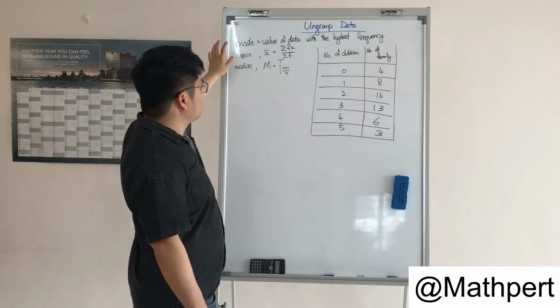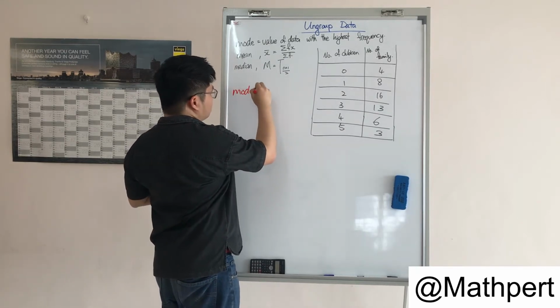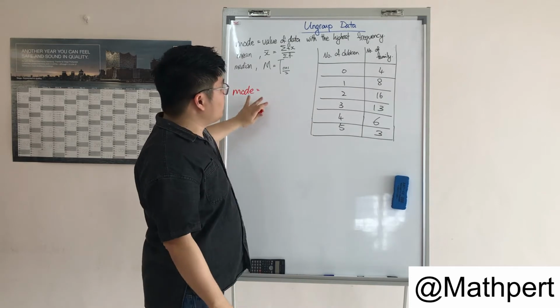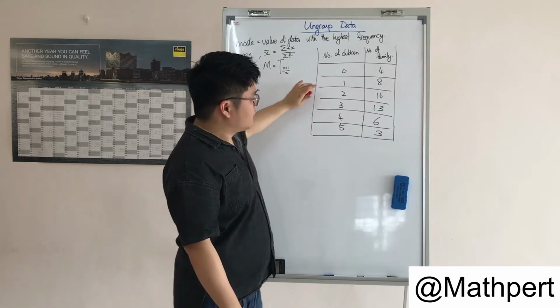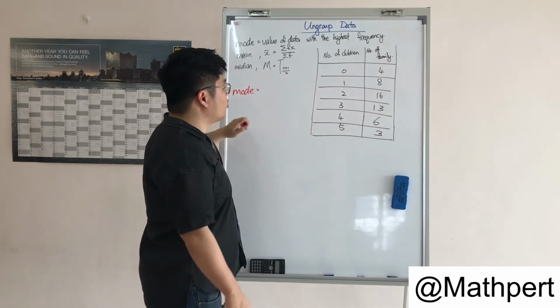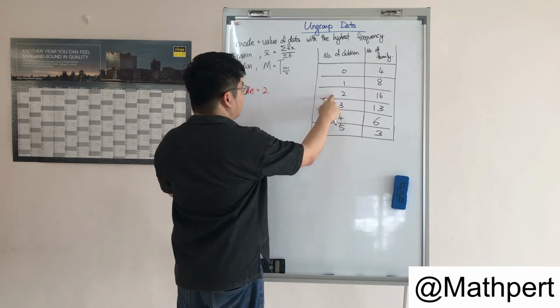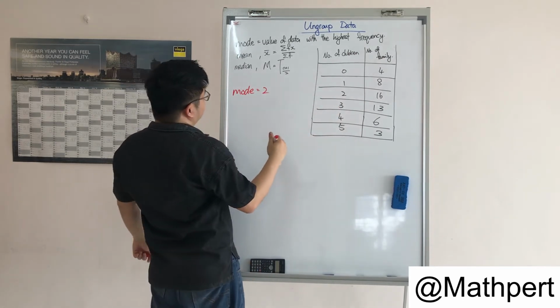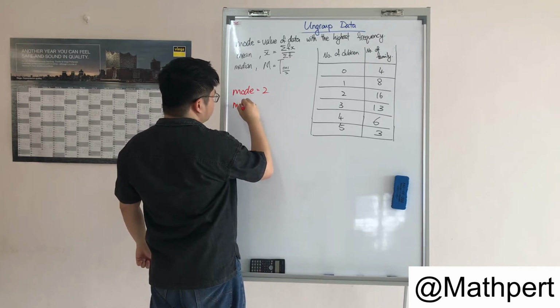Okay. First of all, let's look for the mode. Mode is the value of the data with the highest frequency. The highest frequency is 16. So the mode is 2 number of children. Okay. Then let's look for the mean.